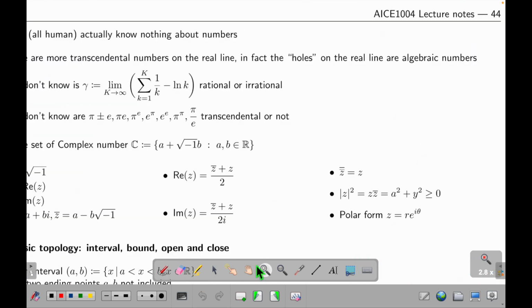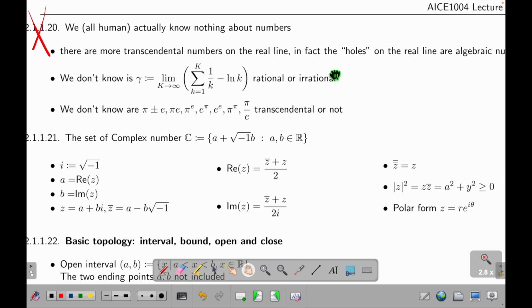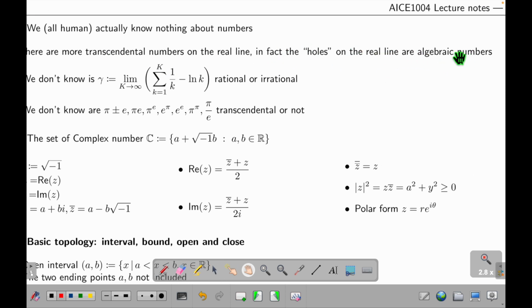And these are some additional things. We actually know nothing about numbers. For example, are these transcendental? We don't know. So there are actually more transcendental numbers on the real line. In fact, the holes on the real line are algebraic numbers, which include rational numbers.